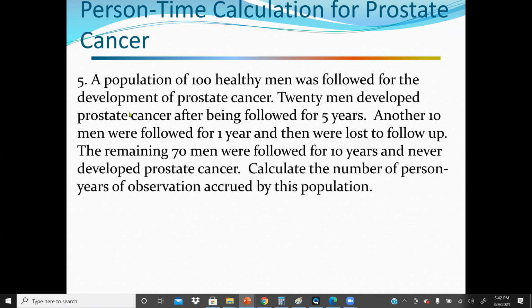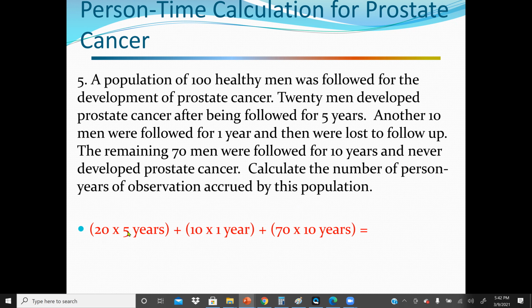And we have another example. A population of 100 healthy men was followed for development of prostate cancer. 20 men developed prostate cancer after being followed for 5 years. Another 10 men were followed for 1 year and were lost to follow up. The remaining 70 men were followed for 10 years and never developed prostate cancer. Now we are going to calculate the number of person-years of observation accrued by this population.